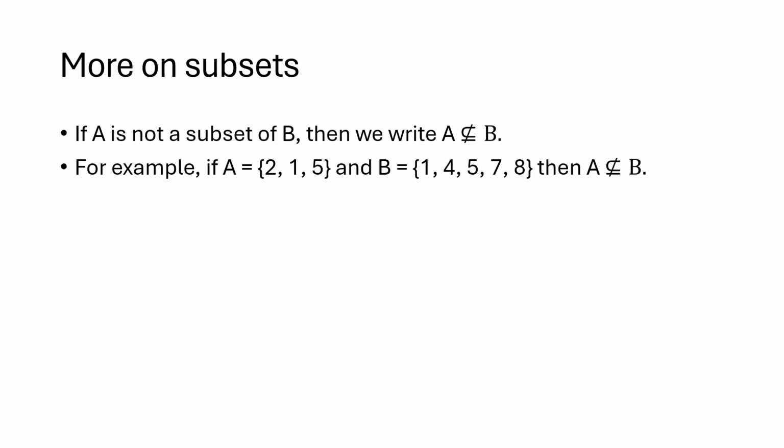Okay? To clarify, let's take a look at an example. A is the set {2, 1, 5}, and B is the set {1, 4, 5, 7, 8}. And we claim that A is not a subset of B. Now, why is that? Because A has an element that does not belong to B, namely 2 here. Remember, for A to be a subset of B, every element of A must be an element of B as well, but 2 is an element of A which is not in B, and that's why A is not a subset of B.